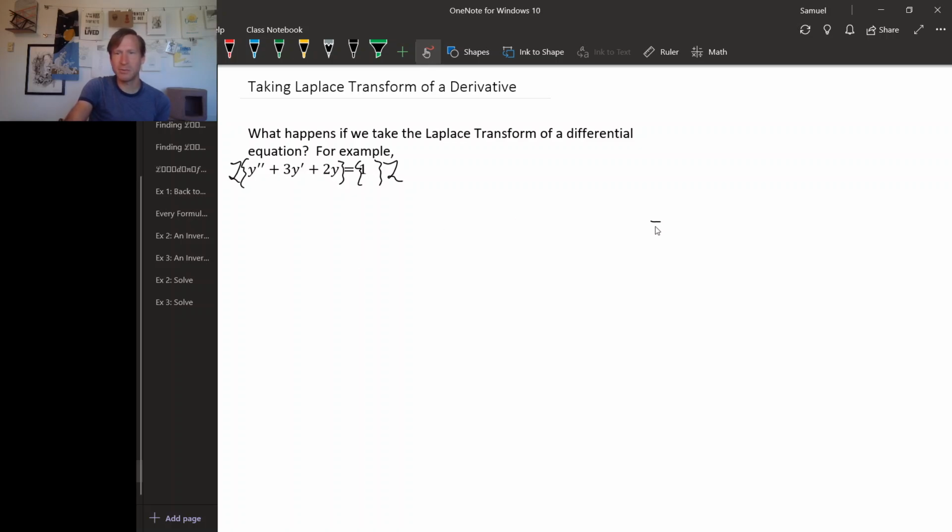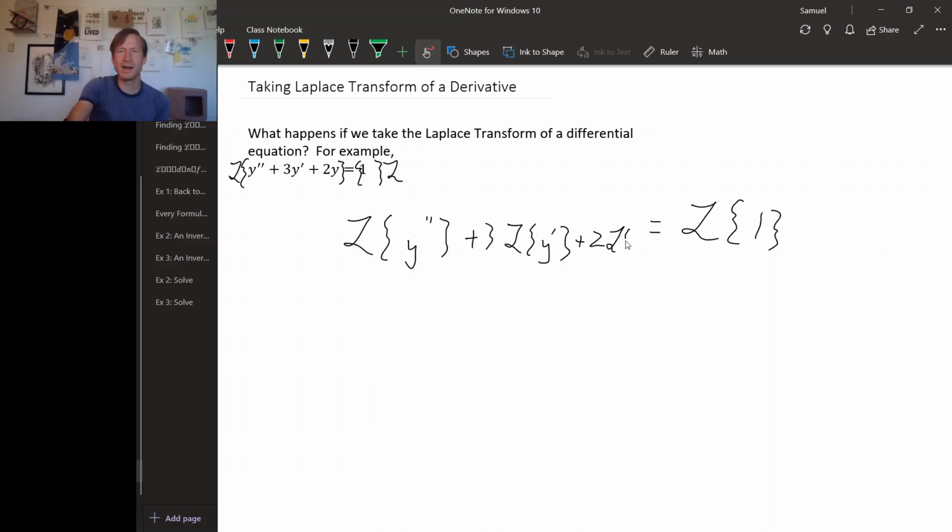And on the right-hand side, we get the Laplace transform of 1, which is fine. We know what that one is. On the left-hand side, we're taking the Laplace transform of a sum. And since the Laplace transform is linear, we can distribute the transform and also move constant multiples outside the Laplace transform. So we get the Laplace transform of y double prime plus 3 times the Laplace transform of y prime plus 2 times the Laplace transform of y. Excuse my especially bad handwriting on this one.